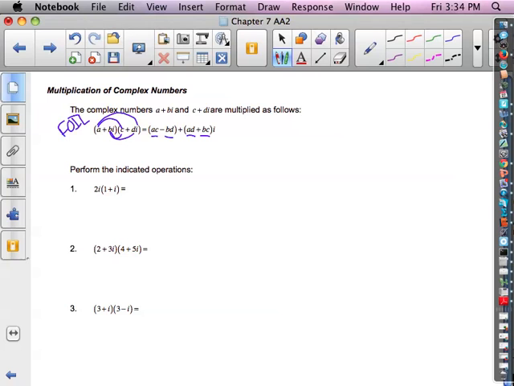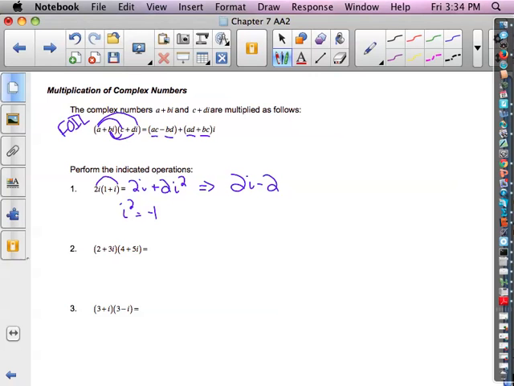So let's take a look at what happens when we use the distributive property on some complex numbers. So 2i times 1, simply 2i. 2i times i becomes 2i squared. But remember, i squared is equal to -1. So this becomes 2i minus 2.